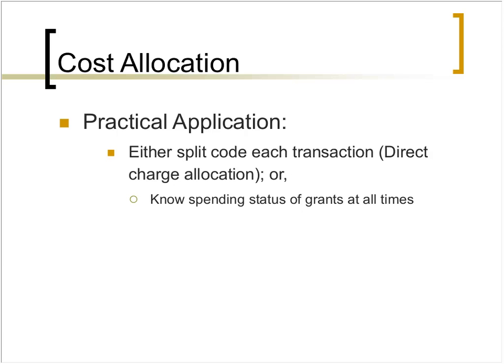If we split code each transaction, or the direct charge allocation, we have to know the spending status of the grants at all times. In other words, we get to know exactly what has been charged for each of the particular federal projects that we run at that very moment in time. There's no month closeout process that needs to occur. We know exactly what has been charged at that point in time, which is a definite positive.